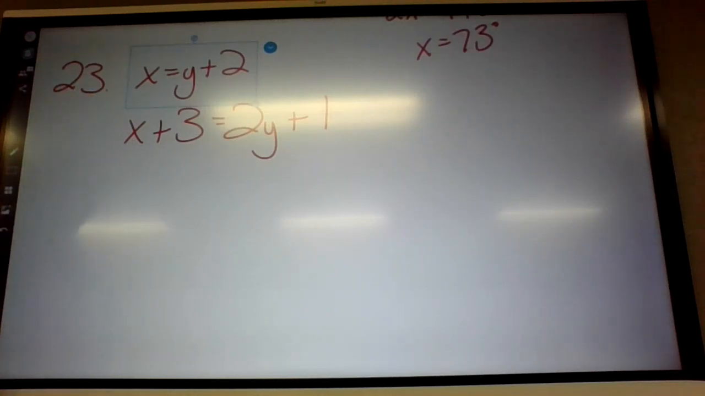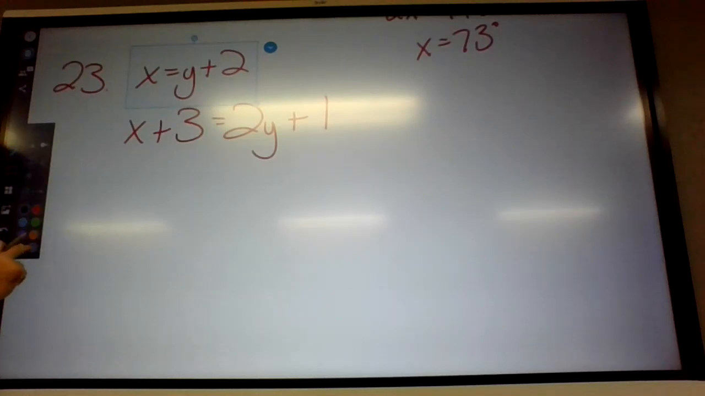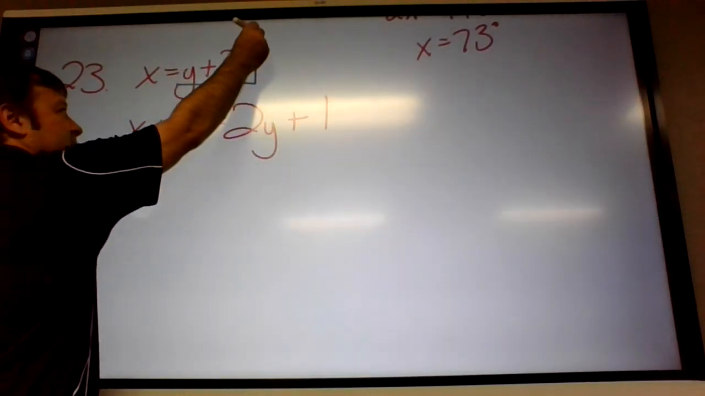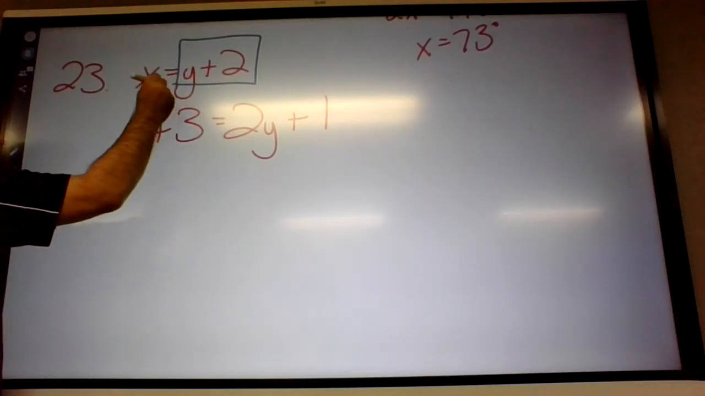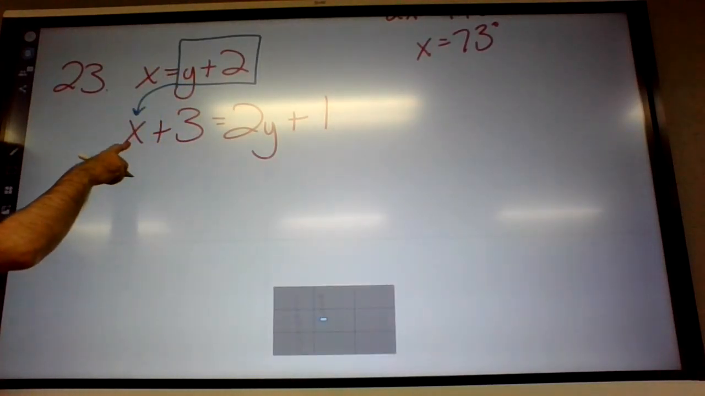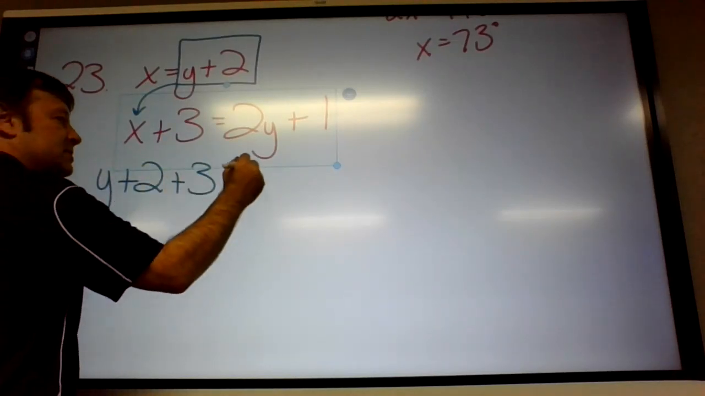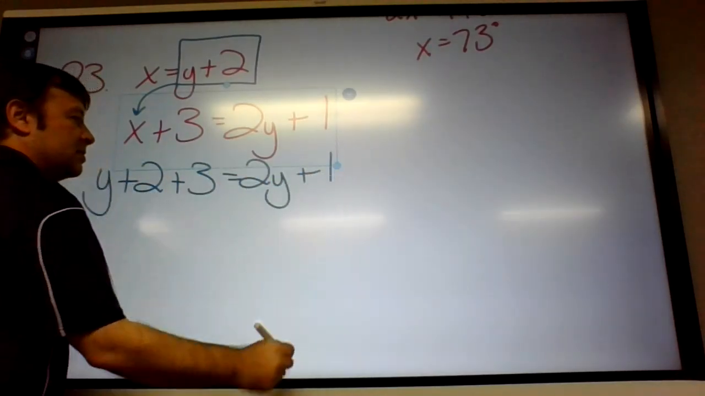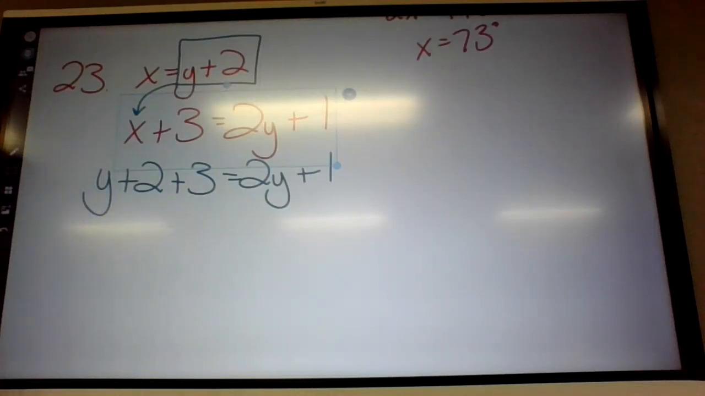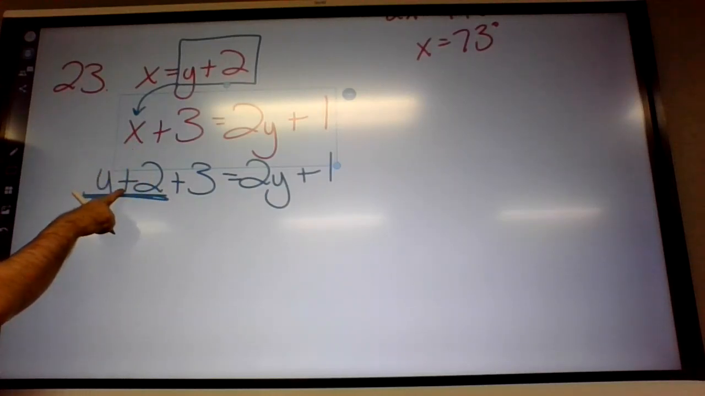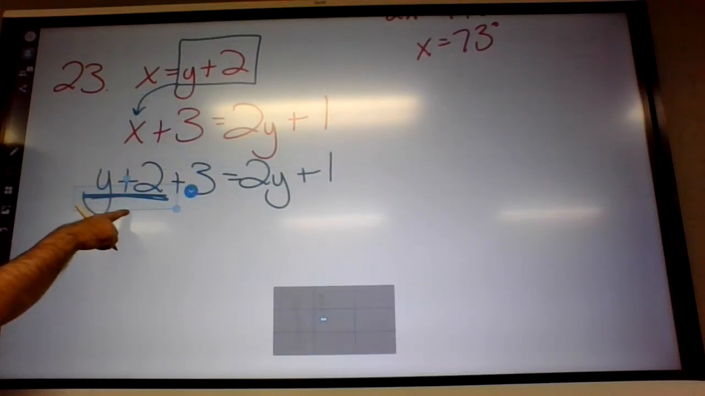Or, since x equals y plus 2, plug y plus 2 in for x. In this case, substitution would be better. If x equals y plus 2, we can turn x in this equation into y plus 2. It's called substitution, replacing something with something of equal value. If I replace the x in the second equation with y plus 2, I have a one variable equation that I can solve.